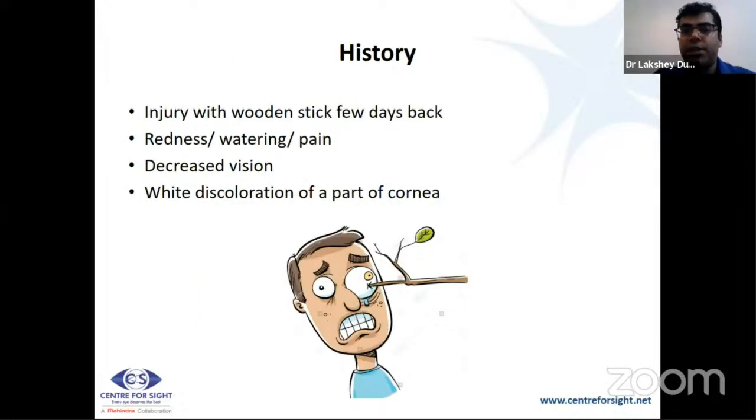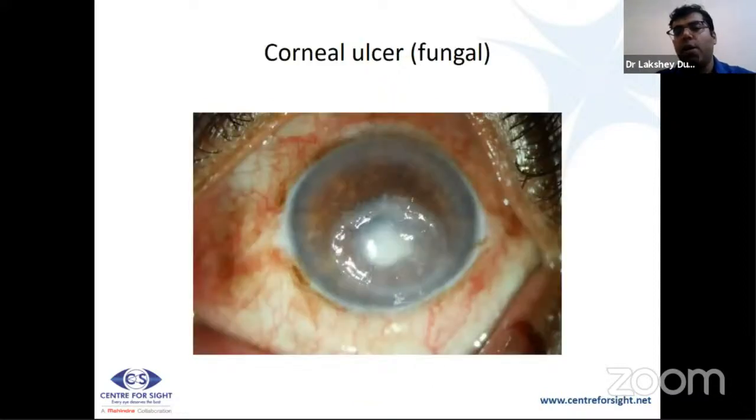Another common history, injury with a wooden stick, causing redness, watering, pain, decreased vision, and whitish discoloration of a part of the cornea. This suggests a fungal corneal ulcer. In this diagram, you can see feathery margins of the corneal ulcer.